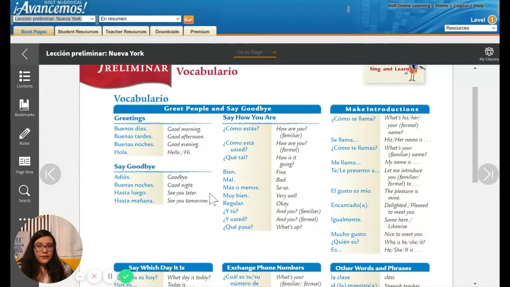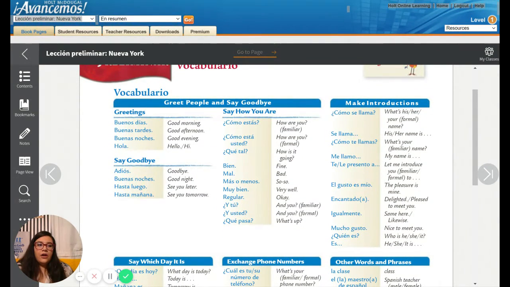If you remember, this chapter focused on starting conversations, introducing yourself to somebody new, or introducing somebody new to the conversation, like a friend that you were with. You also learned how to ask a few basic questions: what someone's name is, what their phone number is, where they're from, and general questions like who that person is, what the weather is, or what day it is today. So this page has all of that information.